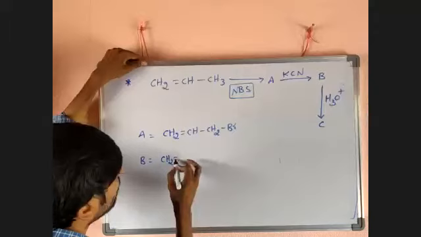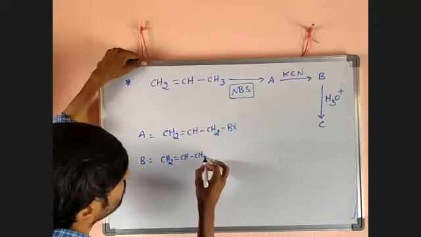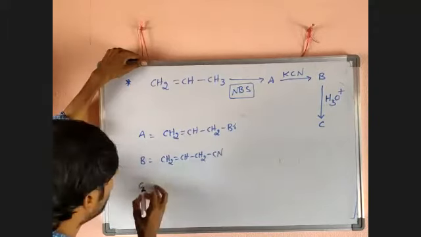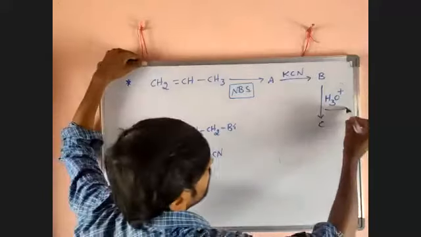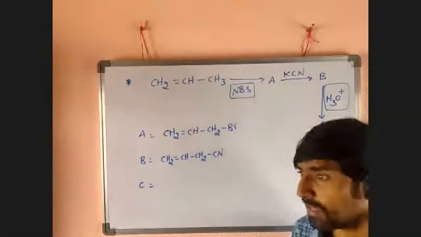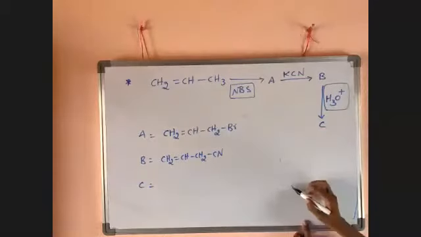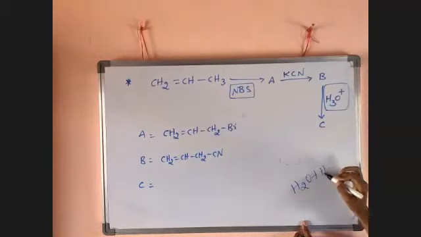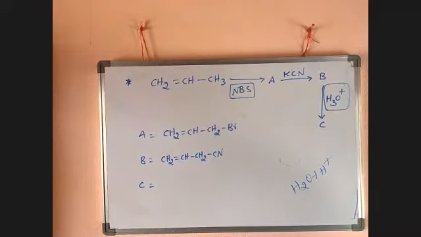CH2 double bond CH bond CH2, there is CN. Next, C equal to what? Here, what is the reagent? H3O plus is nothing but H2O plus H plus, guys. It means hydrolysis in presence of acid, and hydrolysis of CN.